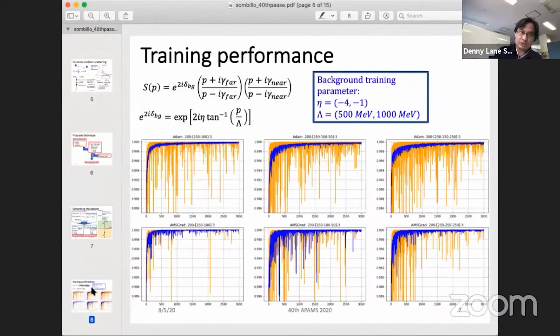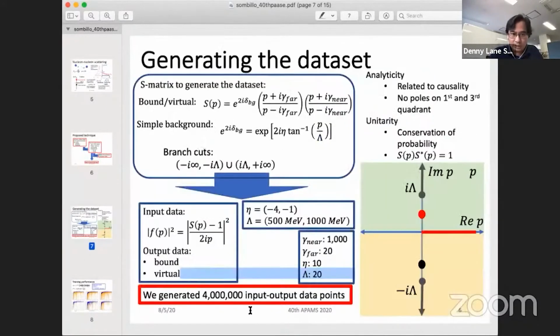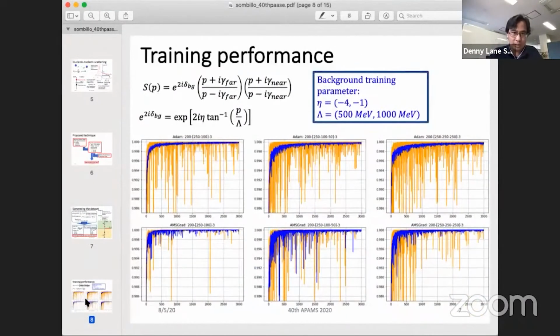Okay, now let me show you the training performance. I hope this slide is big enough. Let me just describe this. The vertical axis of all these graphs corresponds to the accuracy of predictions. The blue curve is for the training data set, and the orange one is for the testing data set. These 4 million data points are separated into two: 80% are used to optimize the weights and biases of the neural network, while the other 20% is for testing. So we hide that from the network. And these are the performance.